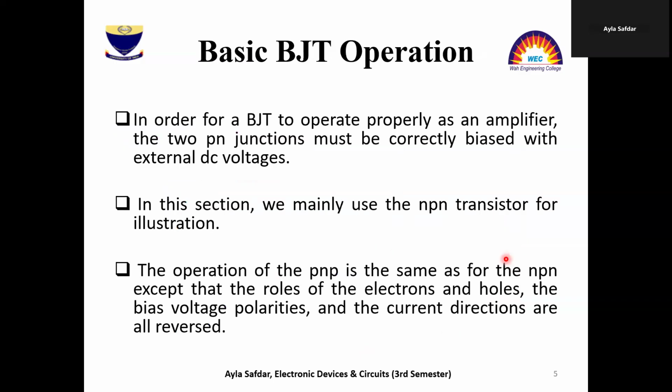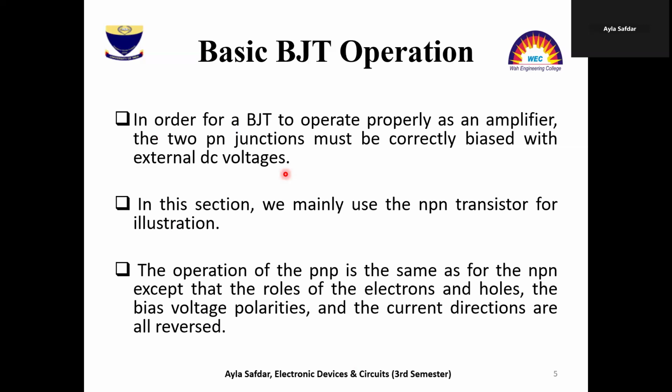Okay, we will be starting the BJT basic operation. As I have told you, we have two major applications of BJTs. It can be used as an amplifier or it can be used as a switching circuit. In order to properly operate as an amplifier, the two PN junctions must be correctly biased with external DC voltages. Biasing is very important.